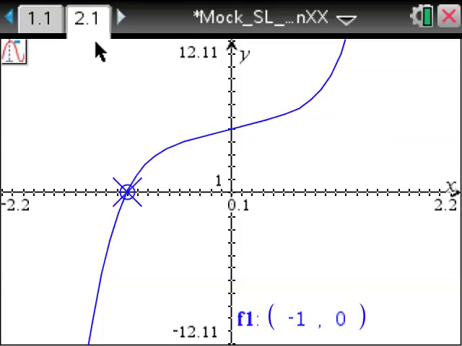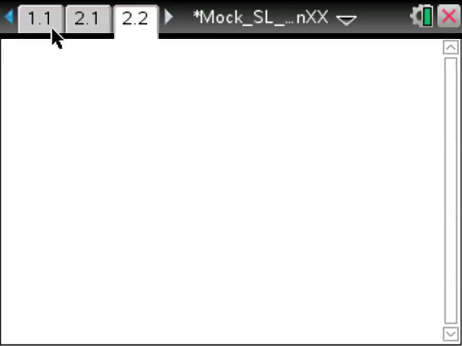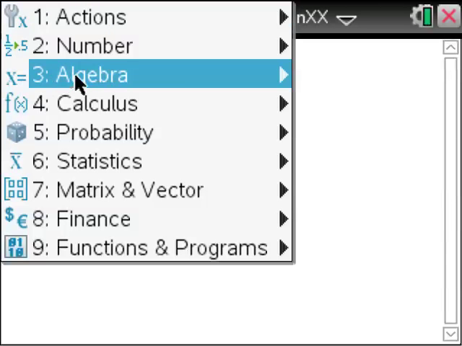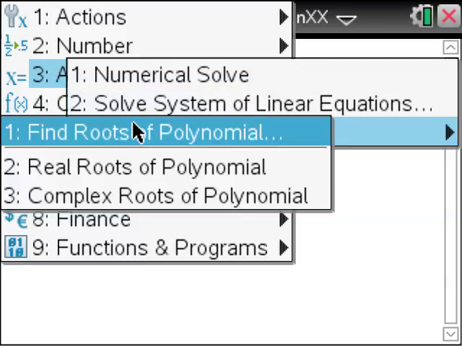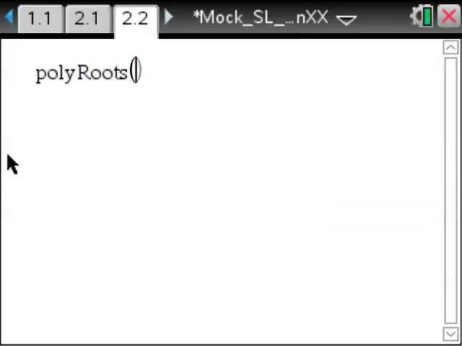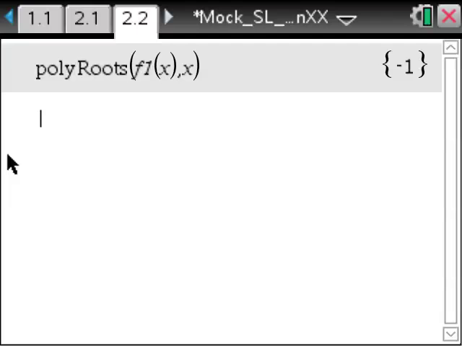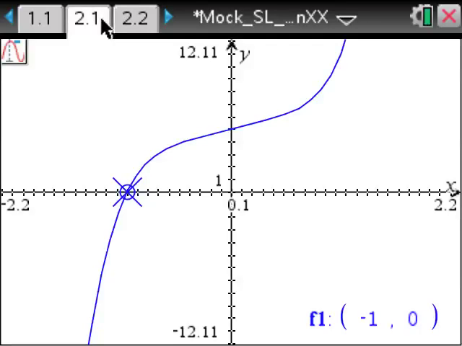Another way of getting the coordinates of P would be to insert a new page, Ctrl Doc, and I'll enter a calculator, and I'm going to try and find the zeros of my function f. So I can do menu, algebra, polynomial tools, and real roots of the polynomial. I'll press var to get f1 of x, and put a comma x, and I get the x-coordinate of P there. Alright, lots of ways of getting that intersection with the x-axis. So I'll just press escape to get out of trace mode.